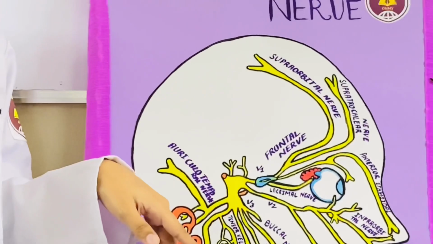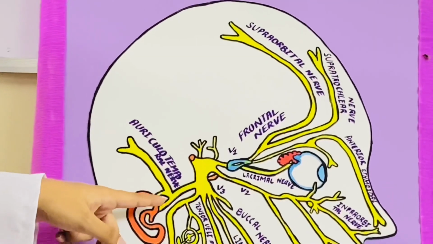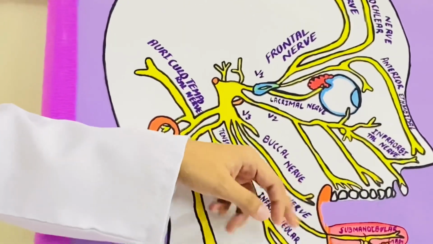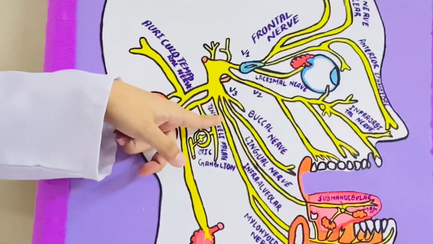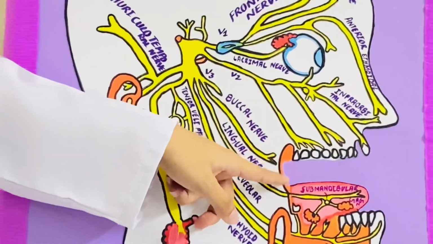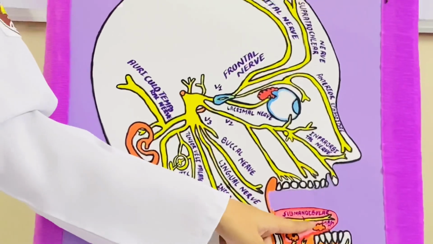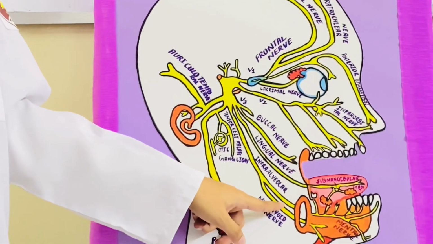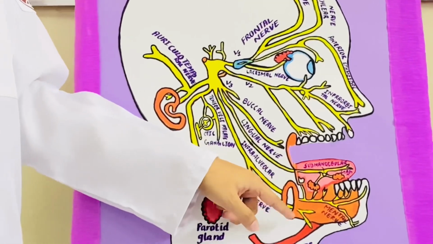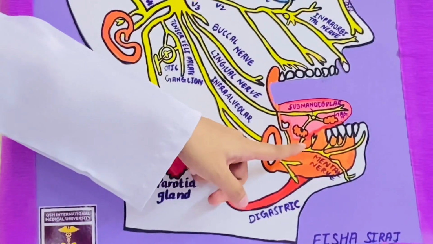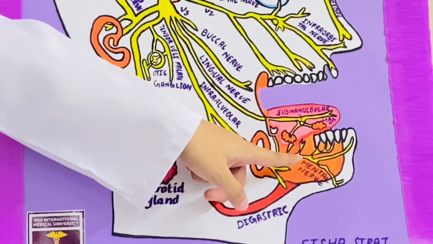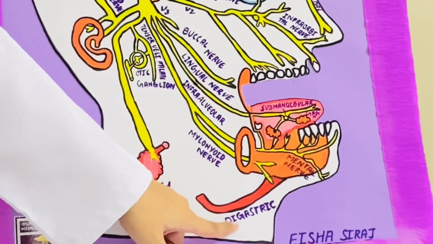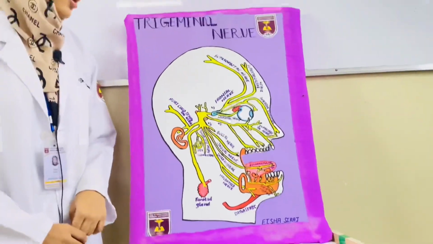Next is the mandibular division, which is the largest division. It gives further branches, which are first the buccal nerve, which supplies the buccal cavity. Next is the lingual nerve, which gives general sensations to the anterior one-third of the tongue. And next is the inferior alveolar nerve, which gives innervation to the lower lip and the mental nerve for the skin of the chin. And next is the mylohyoid nerve, and the next one is the digastric nerve. It passes through the foramen ovale.